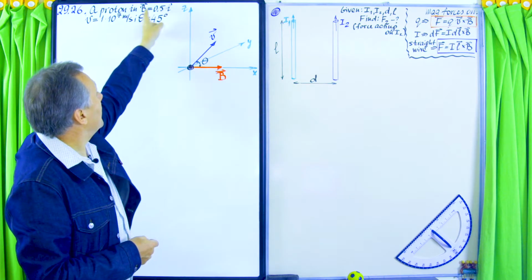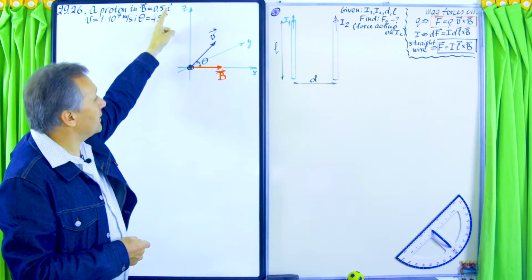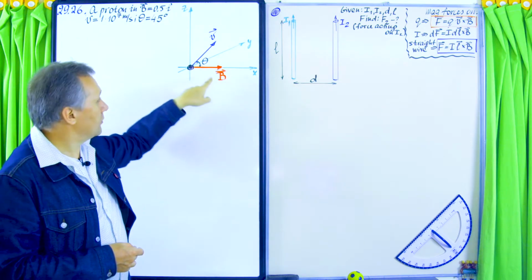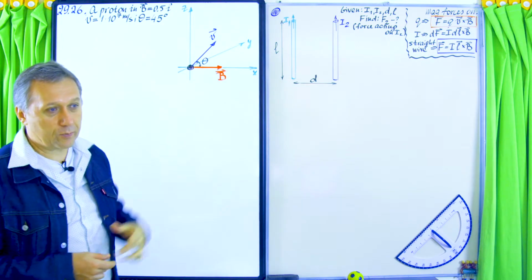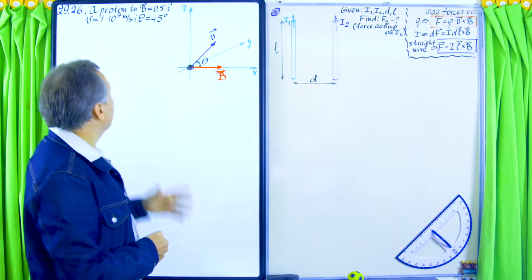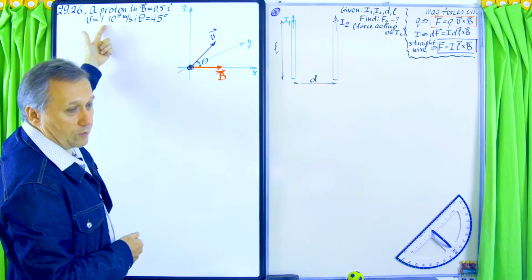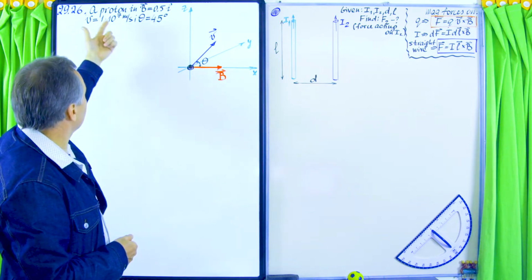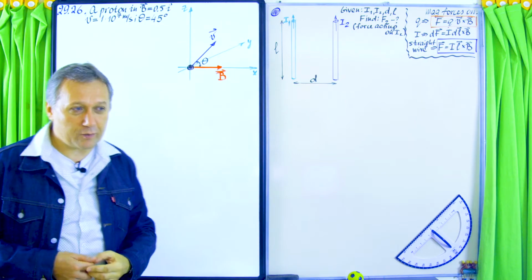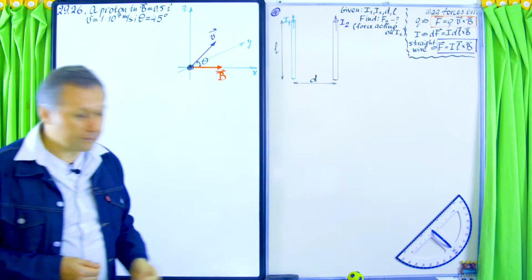And it is in the positive x direction. So you see B, I drew it, it is in the positive x direction. Then the velocity of the proton is known. It's 10 to the power of 7 meters per second. It's quite a speed, right?